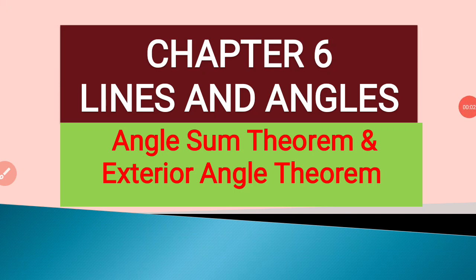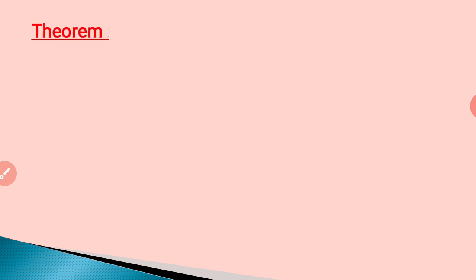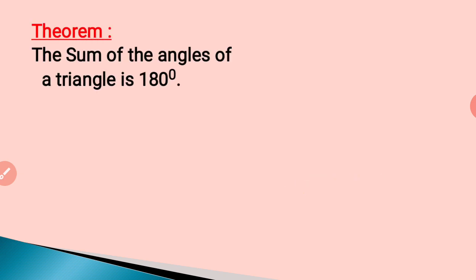Hello children, we are studying chapter 6, that is lines and angles of standard 9. Now we are going to study two more theorems, that is angle sum theorem and exterior angle theorem. Let us start with the first one. The statement of the theorem is: the sum of the angles of a triangle is 180.